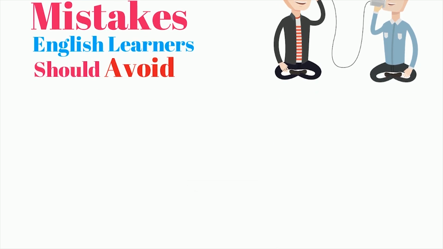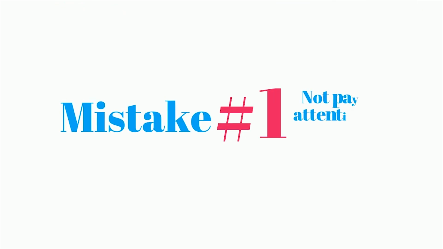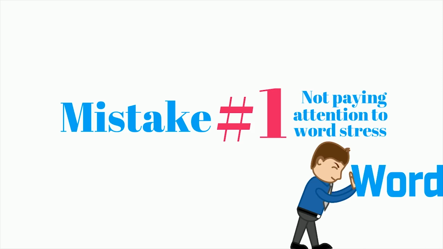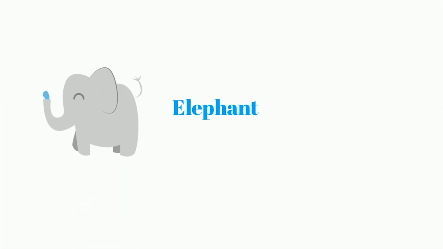Let's begin. Number 1. The first mistake that learners make is not paying attention to word stress. Word stress refers to the syllable of a word that gets the most emphasis. For example, the word elephant has 3 syllables. El-e-phant. The stress is on the first syllable, el.